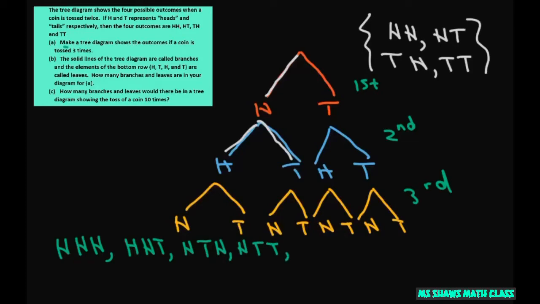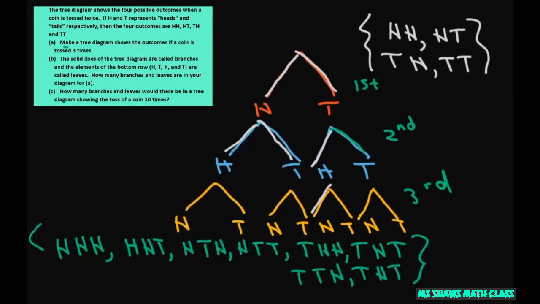We have tails, heads, heads. Basically, I'm just looking at this. And then that one. All right. Then we have tails, heads, tail. And finally, let's do this one. We have tails, tails, head, and tails, tails, tails. So there's eight possible outcomes.